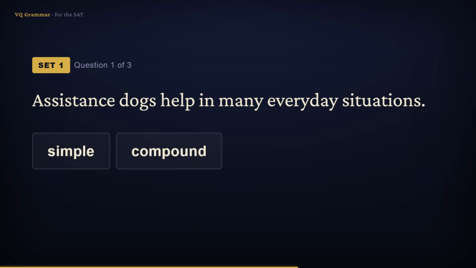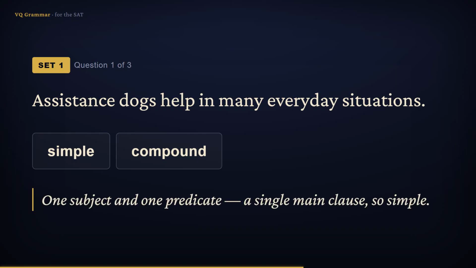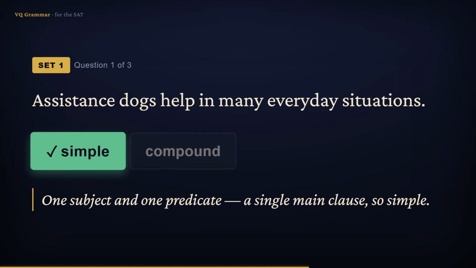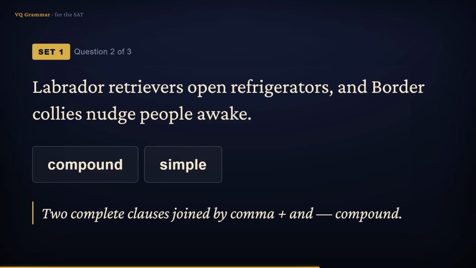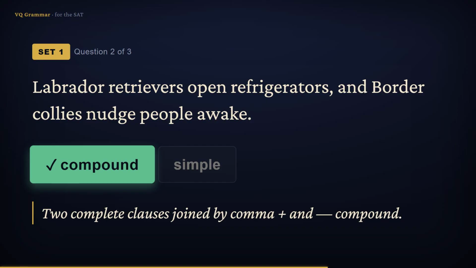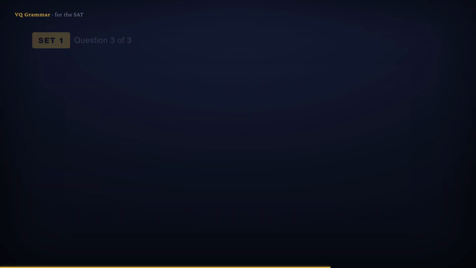Assistance dogs help in many everyday situations. One subject, one verb, one clause. So the answer is simple. Labrador retrievers open refrigerators, and border collies nudge people awake. Two subjects, two verbs, two complete clauses, joined by comma and. So the answer is compound.